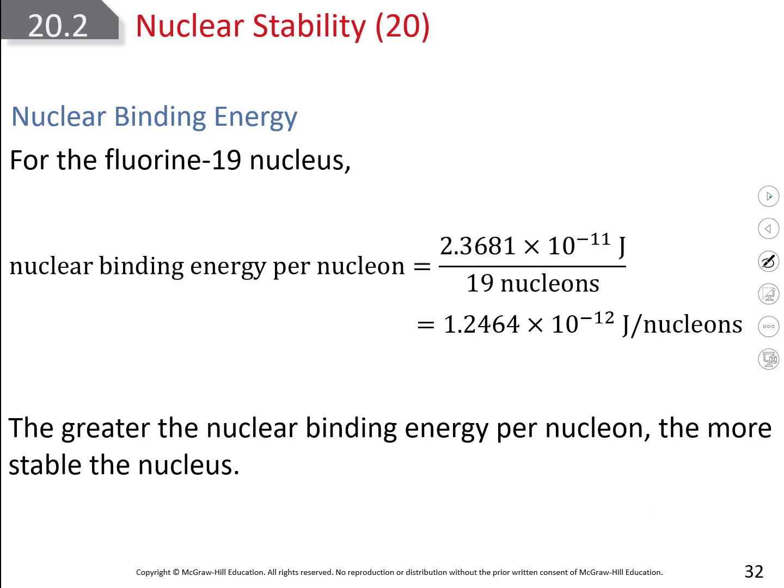In general, the greater the binding energy per nucleon, the more stable the nucleus, because that means how much more energy it is going to take to break that nucleus apart. So the bigger that number, the more likely you're going to be stable.